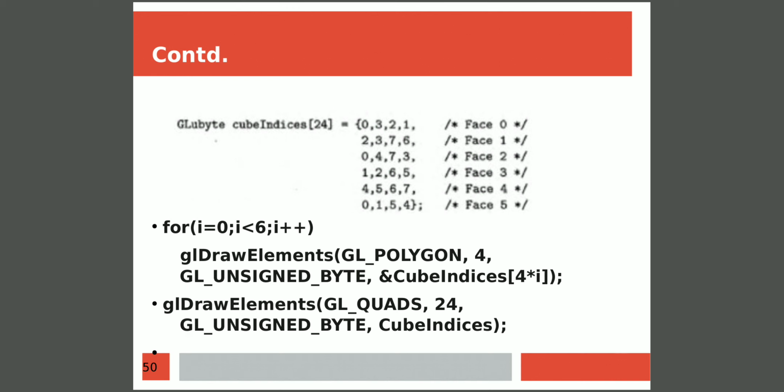Then in the same way, if we consider each face of a cube as a quadrilateral, then we need to write glDrawElements as follows. First parameter will be GL_QUADS, because we consider each face of a cube as a quadrilateral. In the previous case, we considered each face of a cube as a polygon. If you consider each face of a cube as a quadrilateral, then the first parameter for glDrawElements will be GL_QUADS, and the second parameter is how many vertices will be there in a quadrilateral. For that we are considering 24.